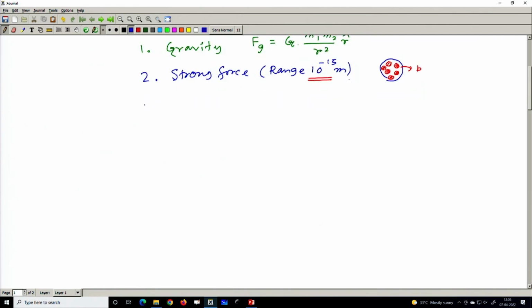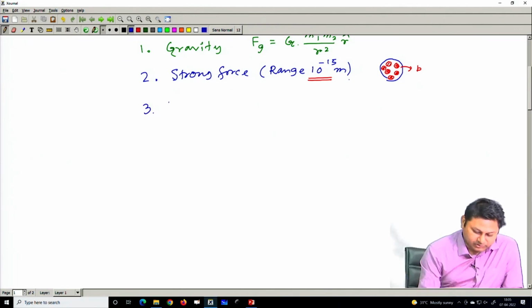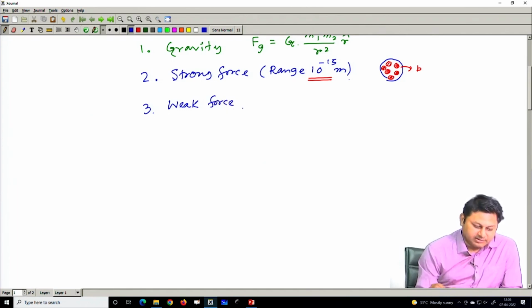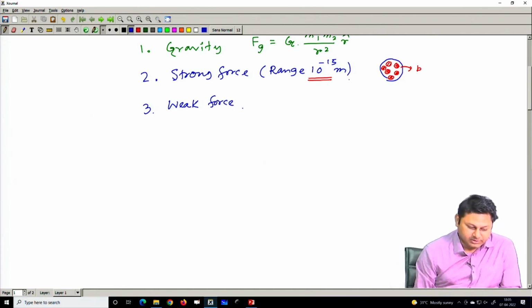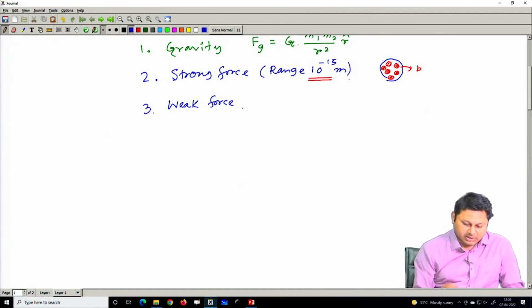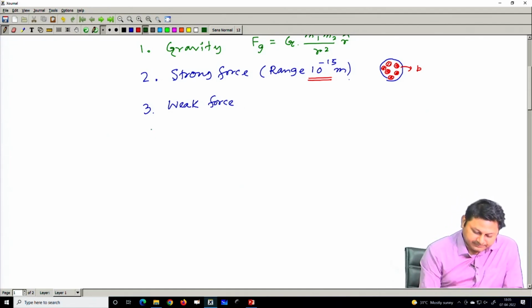Another kind of nuclear force is also available. This is called the weak force, which mediates the neutrino interaction. And finally, we have the electromagnetic force.